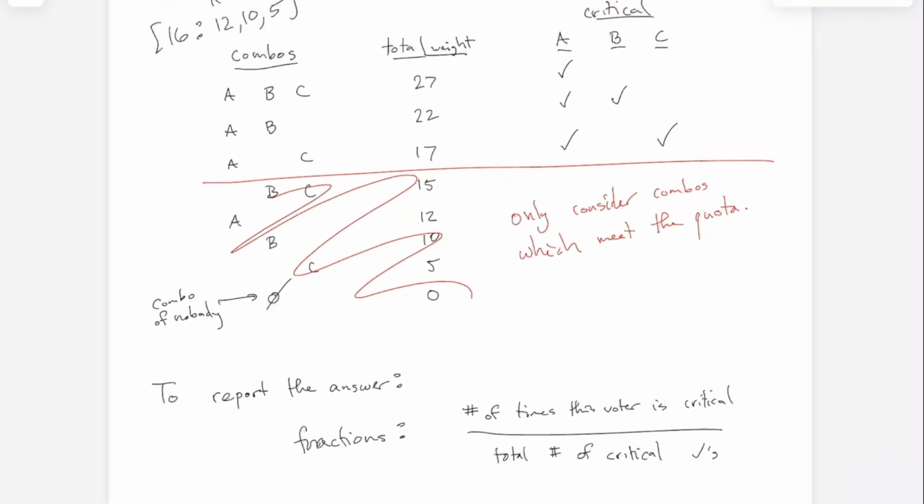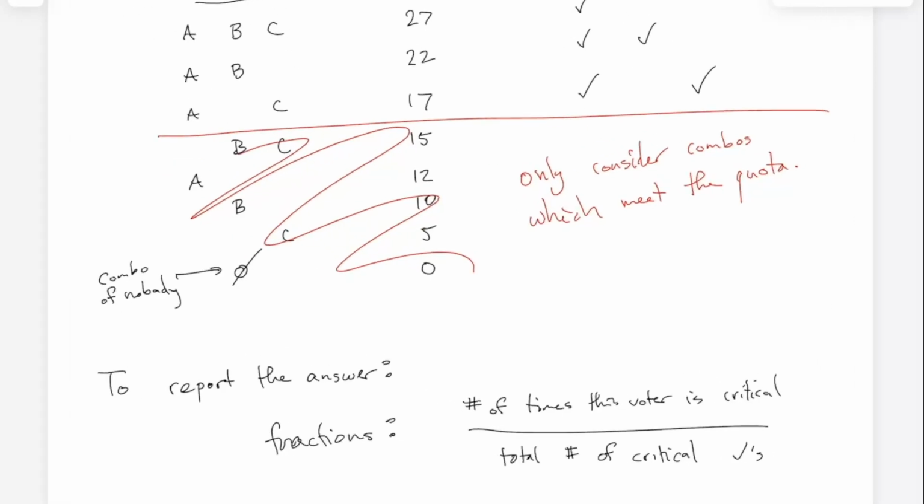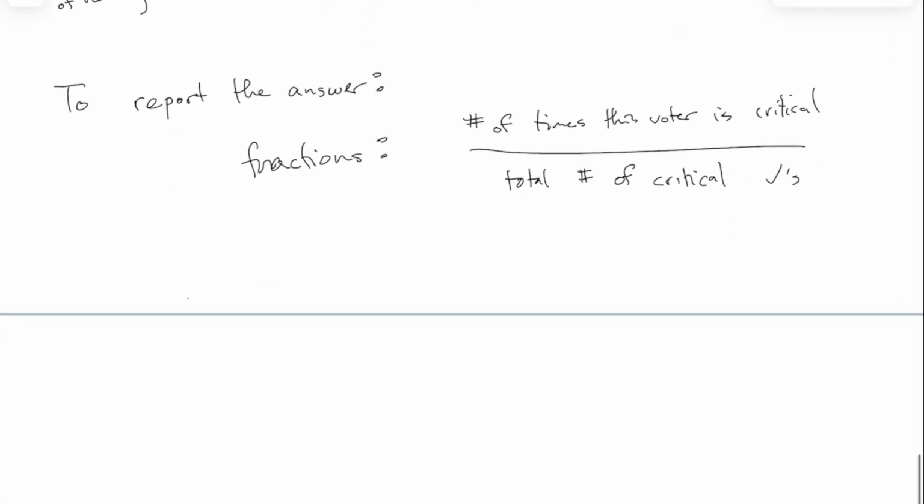There's 5 total. And so in this example, the fractions look like A has 3 out of 5, because there are 5 total check marks there, and 3 of them are for A. B has 1 out of 5, and C has 1 out of 5.